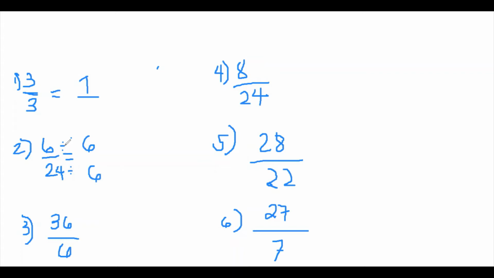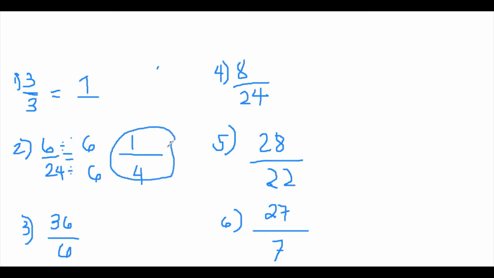Okay, 6 divided by 6 is always equal to 1, anything that you divide by itself. 24 divided by 6 is 4, because 6 times 4 is 24. So the simplest form of 6 over 24 is 1/4.